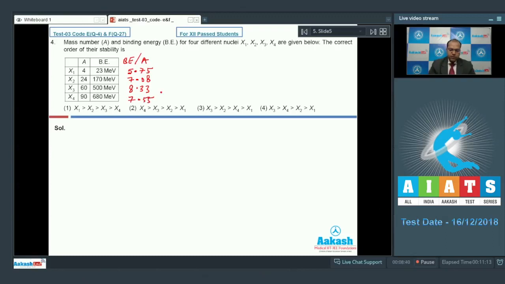7.55 mega electron volt. Since higher is the binding energy per nucleon, more is the stability. So if I compare the order, then option 4 is the correct answer. So the correct answer for question number 4 is option 4. Let's move to question number 5.